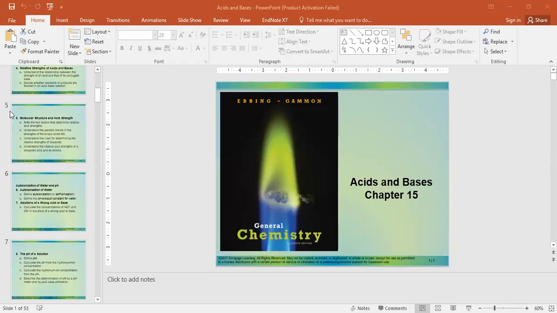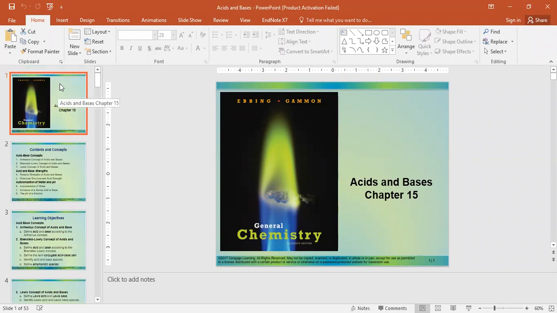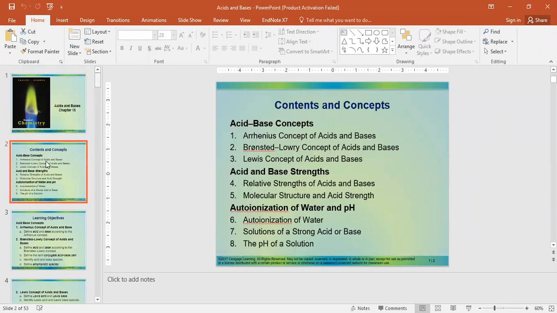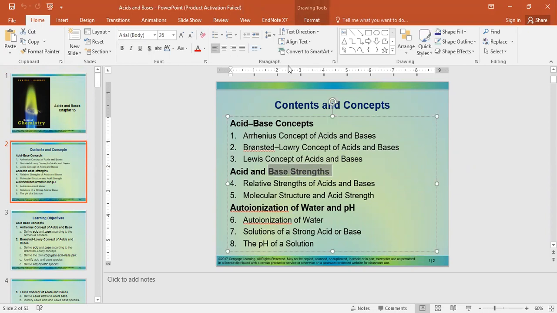So the lesson today is about acids and bases. It is what you can see displayed here. The main content of today will be looking at the various definitions of acids and bases, which we are calling the acid-base concepts. Then we look at the acid-base strengths. And lastly, we look at the autoionization of water and the pH.